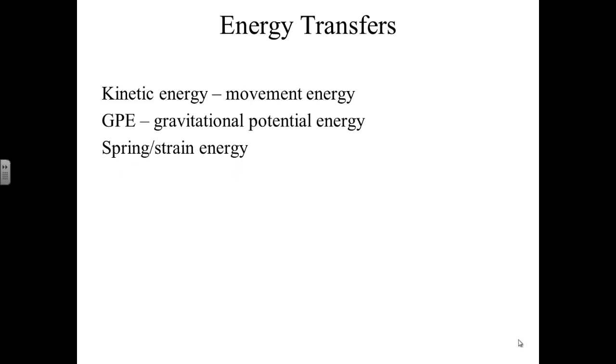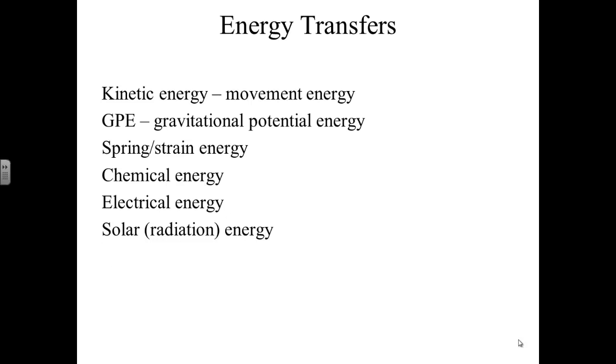When you stretch a spring or something like that, you give it spring or strain energy. Chemical energy is the energy that you find in chemical batteries. It's the energy you find in food and so on. Electrical energy is the energy that you have traveling through electrical wires, which will turn on a light and so on. Solar radiation energy is the energy from a light bulb, or from the solar energy, it's from the sun.